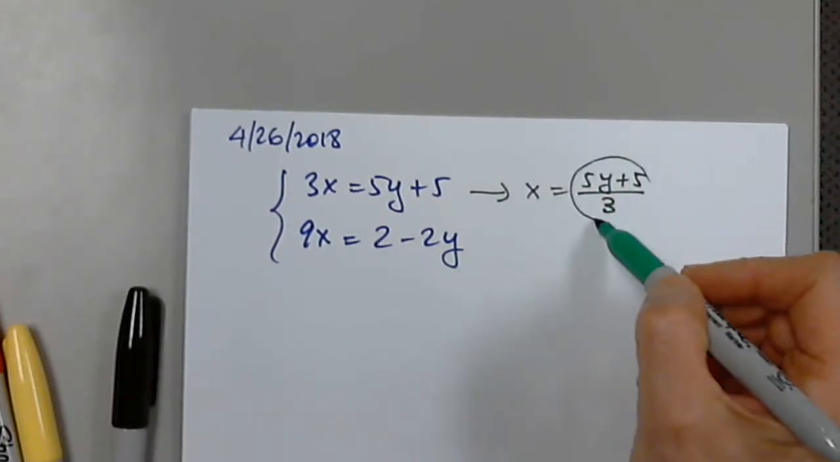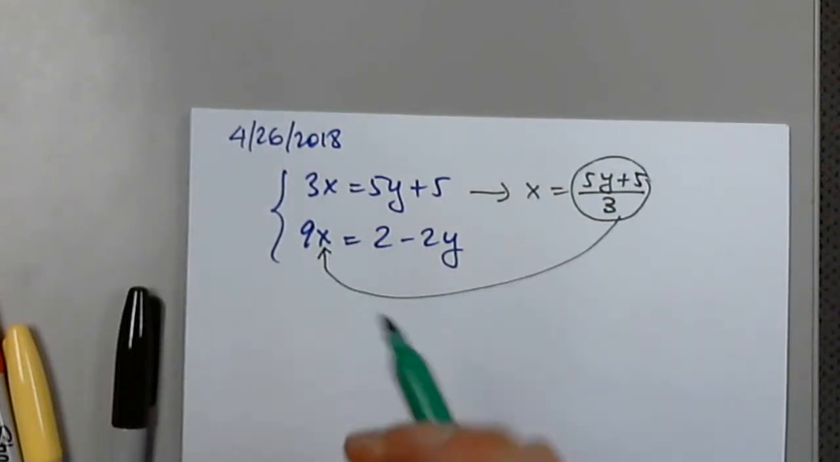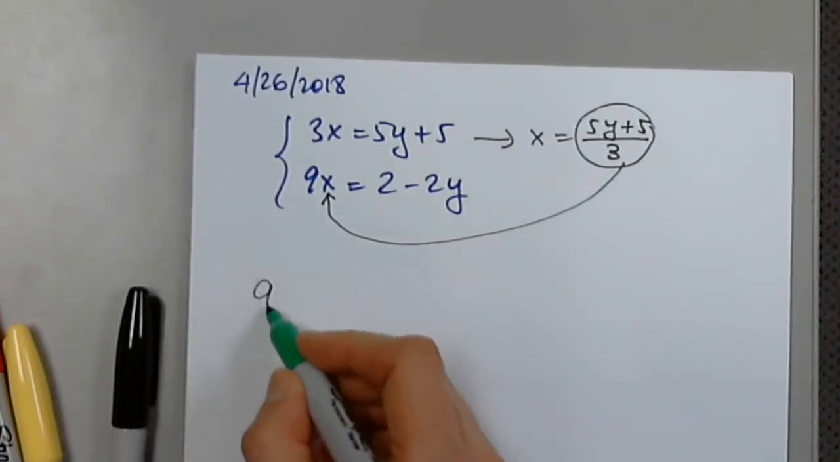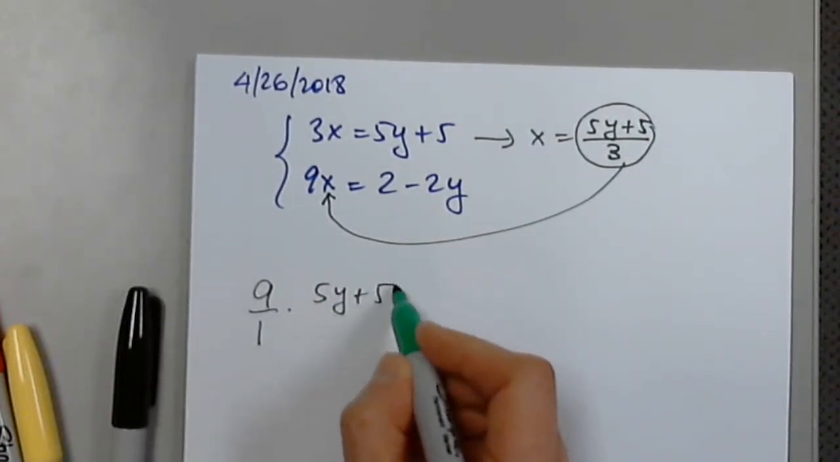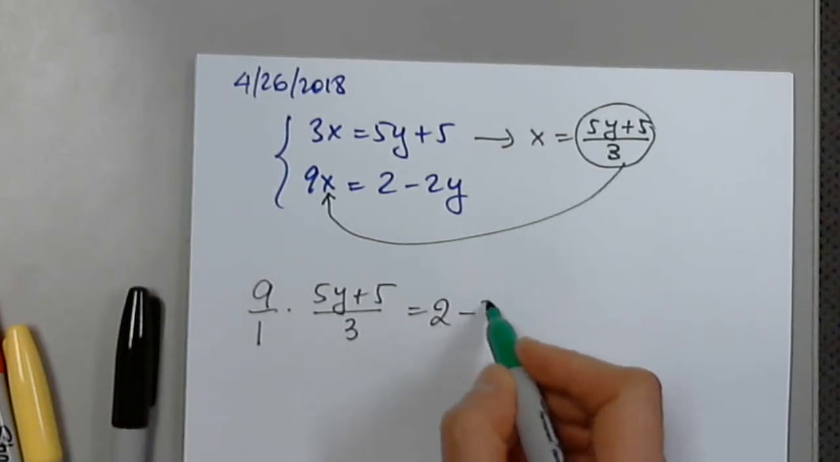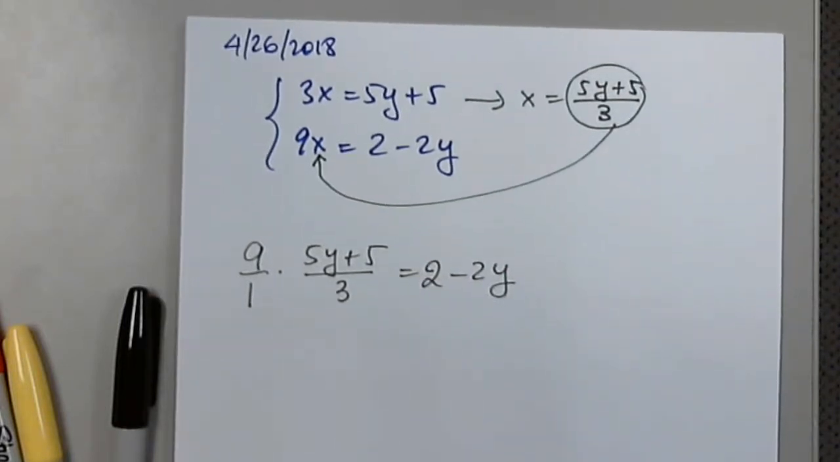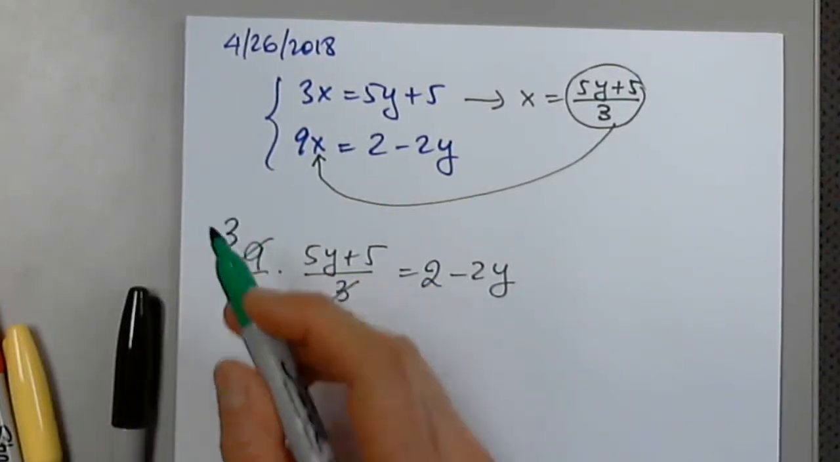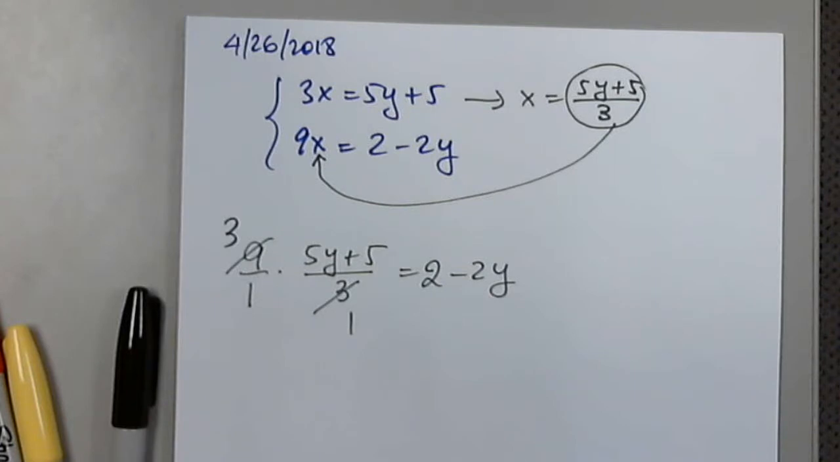And now I will replace this in the second equation. So I have 9 over 1 multiplied by 5y plus 5 over 3 equals 2 minus 2y. And the fraction will go away. I simplify by 3. I never distribute before I simplify. Remember, if you come out of this class with 3 concepts: factor, simplify, and clean it up, you're way ahead. I hope that at least you would remember that.